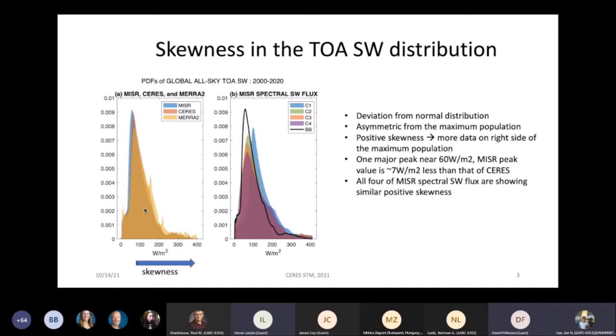In this presentation, when I mention global, global means from 80 south to 80 north, since MISR does not cover the latitudes beyond 80 degrees. They commonly have one peak near 60 watts per meter squared, but the MISR value is about 7 watts per meter squared less than that of CERES. On the right figure, all 4 of the MISR spectral shortwave fluxes show similar positive skewness. So we can see that this feature is caused by nature, not by outliers or measurement artifacts.